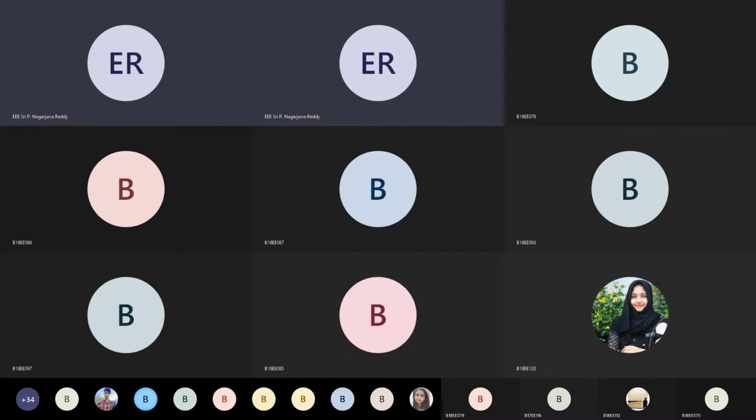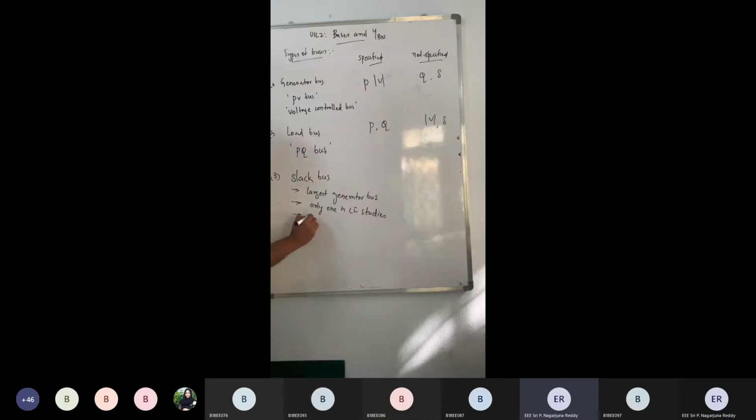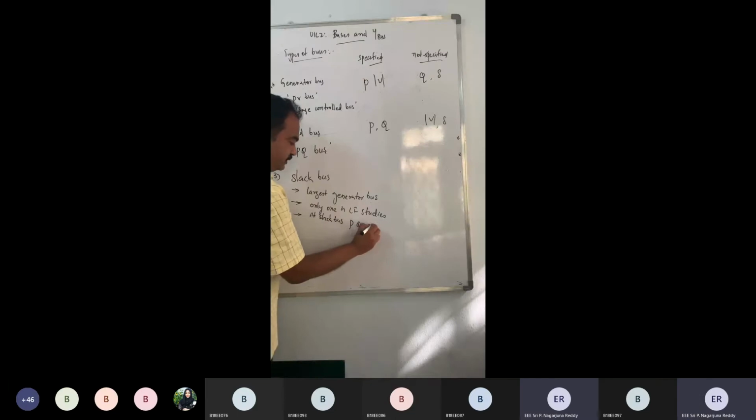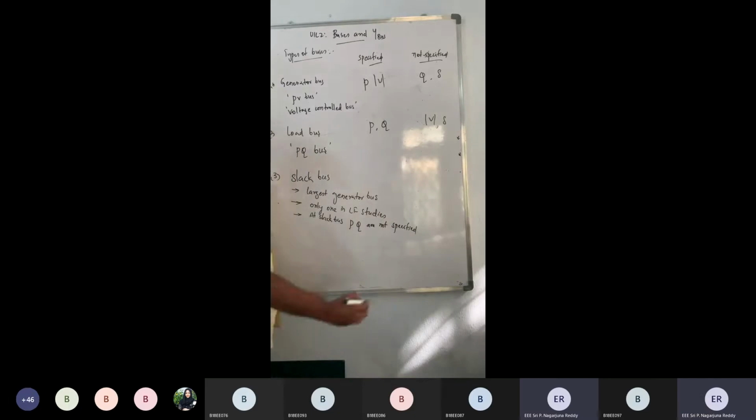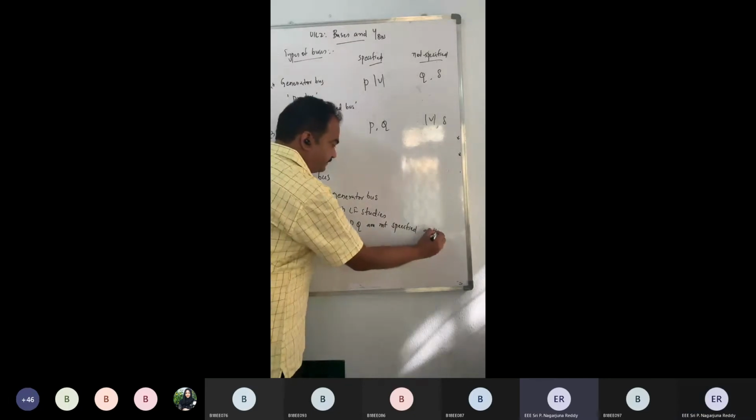And what is the significance of slack bus? At slack bus, P and Q are not specified at the start of the load flow.